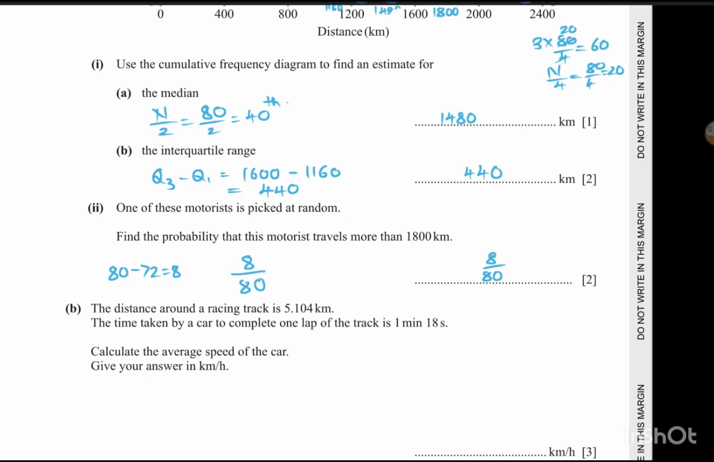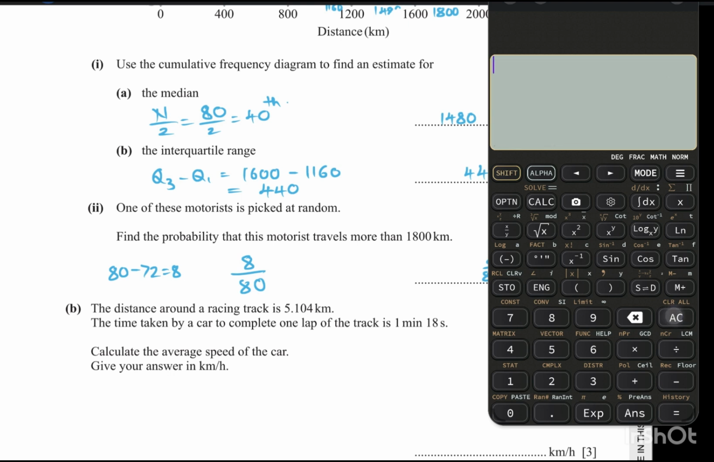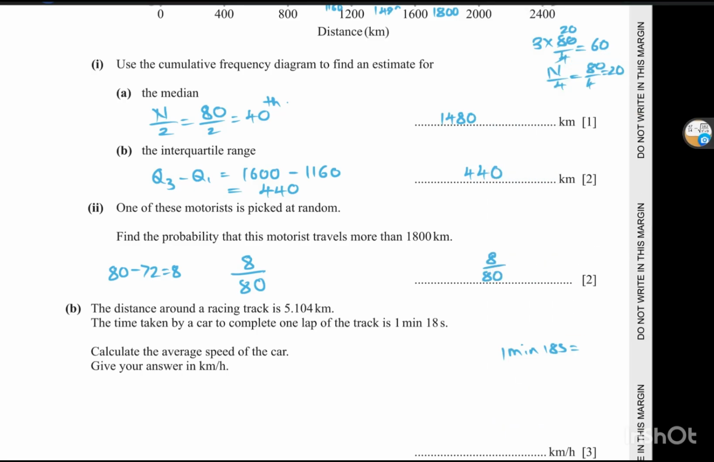So first let us convert this minutes and seconds into just seconds. 1 minute 18 seconds will be, 1 minute is 60, 60 plus 18 will be 78 seconds. So now the speed formula will be distance by time, total distance by total time taken. So distance is 5.104 by time is 78 seconds.